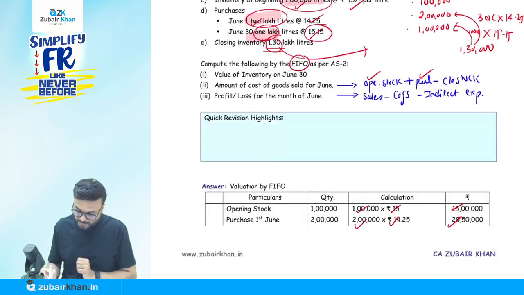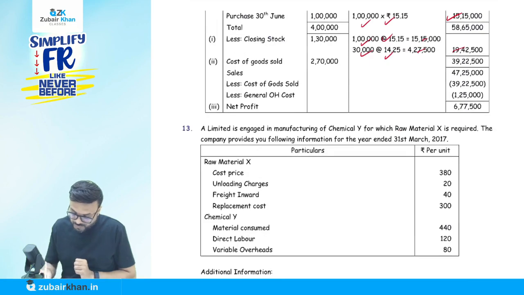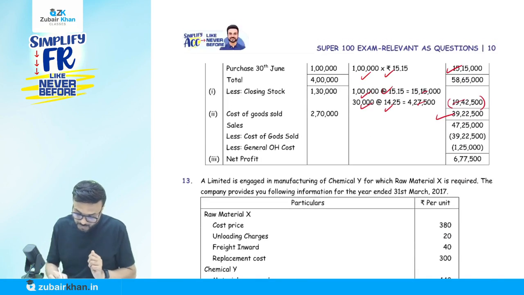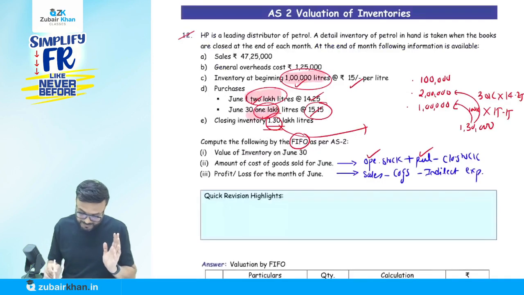So what is the formula here now? Opening plus purchase minus closing stock. So now we'll reduce the closing stock. So we come to cost of goods sold. So we have also found out the cost of goods sold as well as the closing stock. Two things done. Now they ask for the profit.